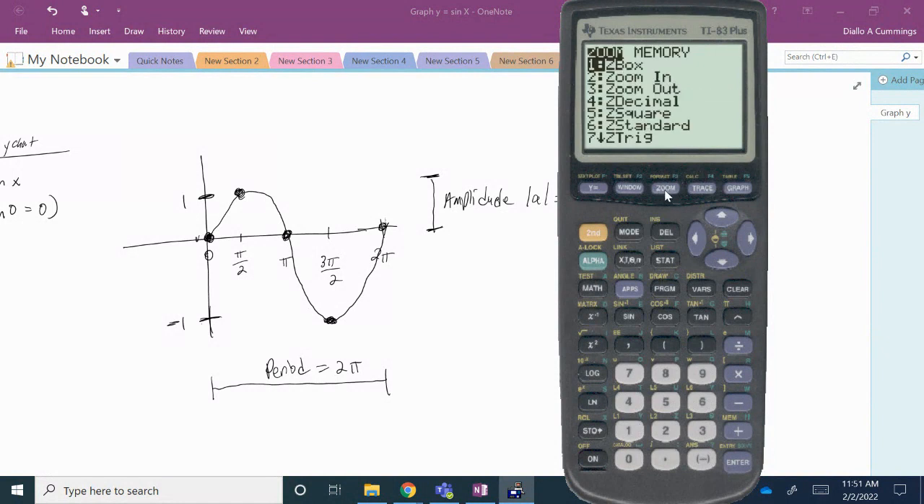Next, I'm going to hit zoom, and I'm going to hit zoom trig, ZTrig. What this does to our calculator is that it resituates our x-axis. So the x-axis is no longer 1, 2, 3, 4, 5. The x-axis is now 0, pi over 2, pi, 3 pi over 2, and 2 pi. It's actually following radian measure. So notice as we graph one of the periods from 0 to 2 pi, we have the same exact graph on our calculator.